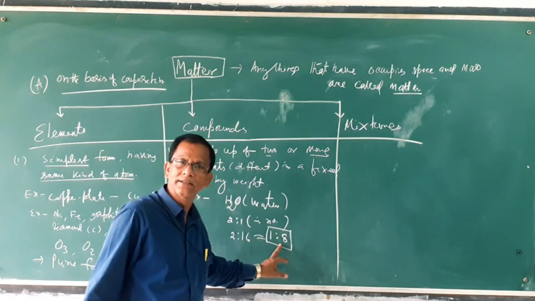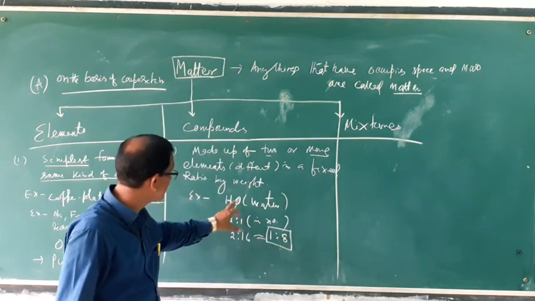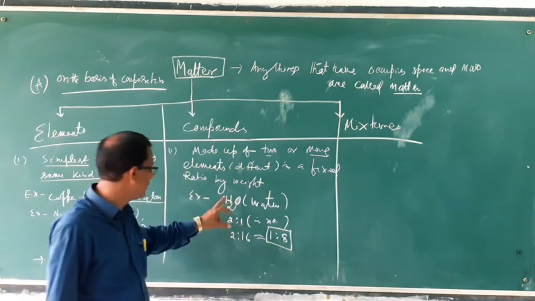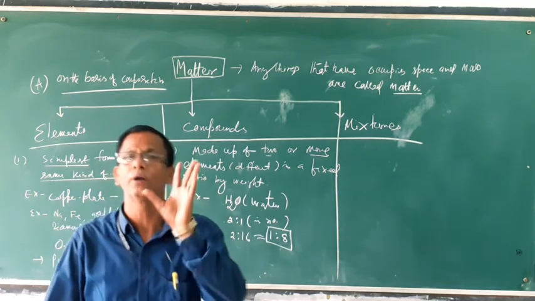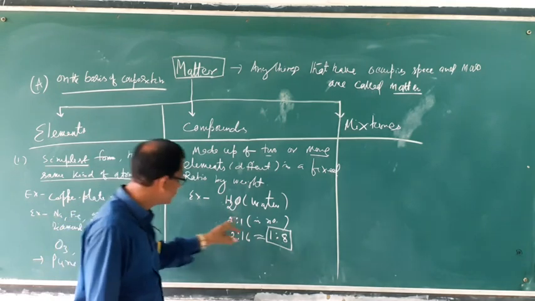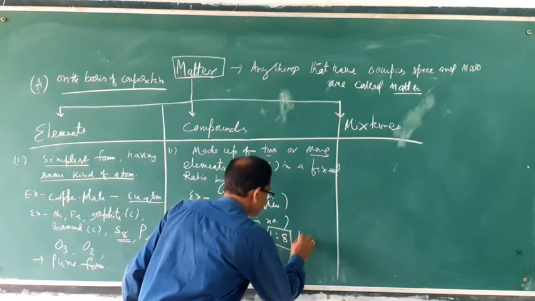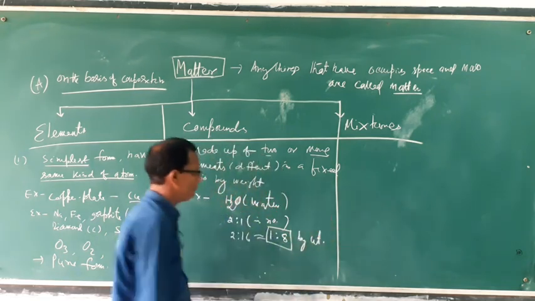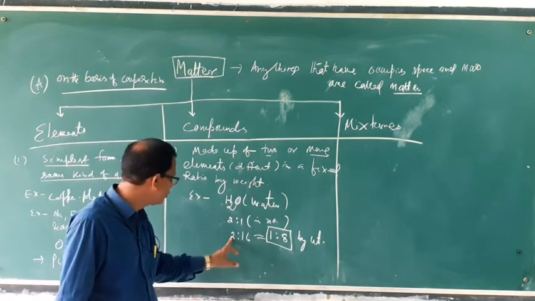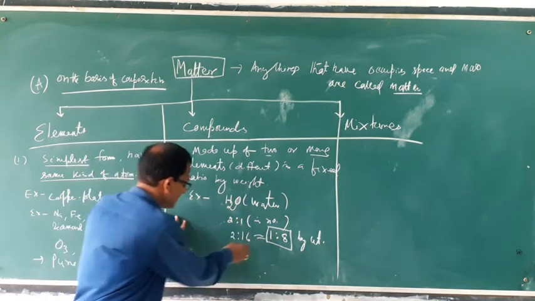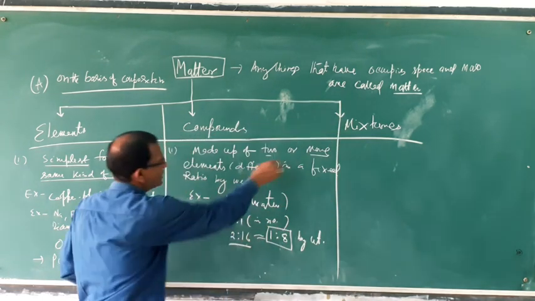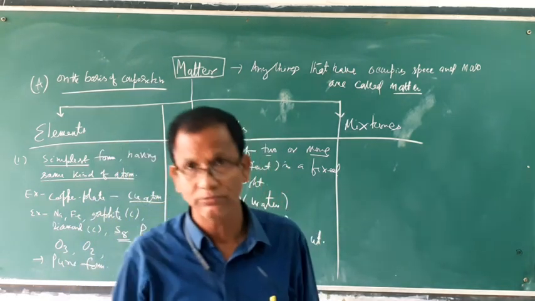This 1:8 is the ratio of hydrogen to oxygen by mass. But 2:1 is the ratio of hydrogen to oxygen in number of atoms. Here the number of atoms of hydrogen is 2, the number of oxygen is 1. That's why it is 2:1. But by weight? By weight it is 1:8. Because hydrogen mass is taken as 1, so 2 hydrogen is 2, and 1 oxygen mass is taken as 16, the ratio is 2:16, that is 1:8. So a compound is made of different types of atoms, not the same atoms.